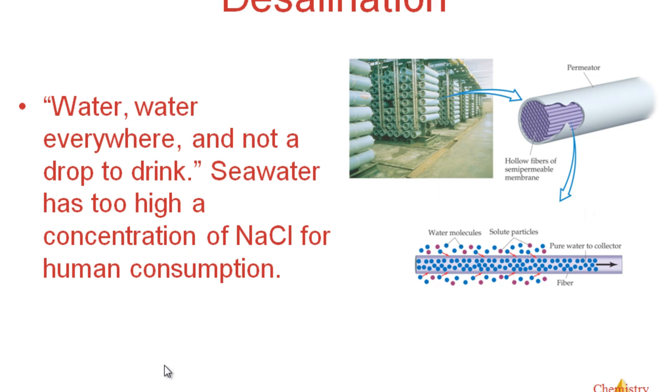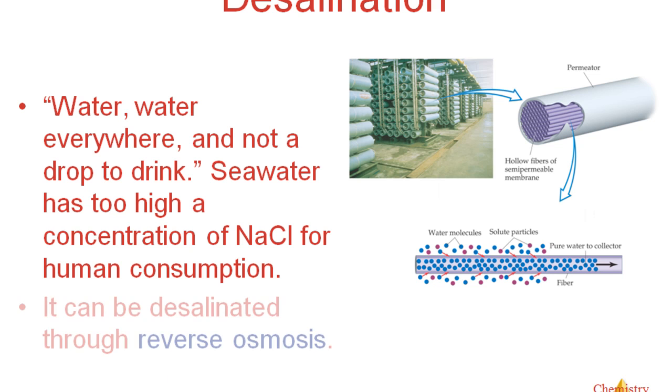So yeah, that is true. If you are lost in the sea and you run out of your drinking water, you see water everywhere, but you cannot drink it because it's too salty, right? The NaCl concentration is too much. So you have to do desalination. Now, how do we do desalination? This process is called reverse osmosis.